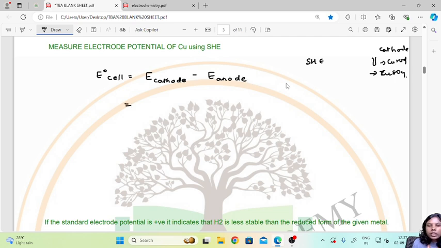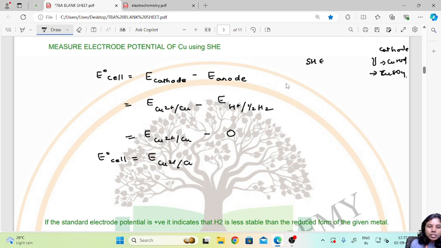So here our cathode is E Cu2+/Cu, and the anode is E H+ going to half H2. Here again we know this by SHE, it is 0. So we'll have E Cu2+/Cu. Therefore E° cell will be equal to E Cu2+/Cu. Now what we can say here is that the voltmeter reading for this is 0.34 volts. It is plus 0.34 volts.